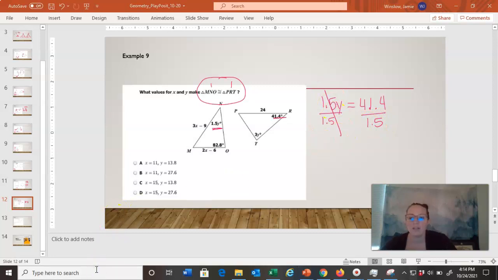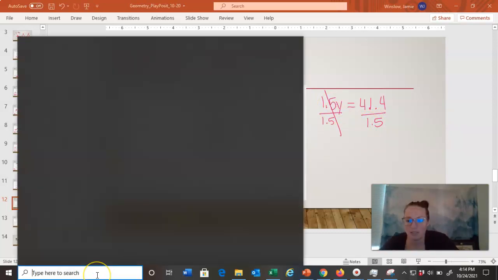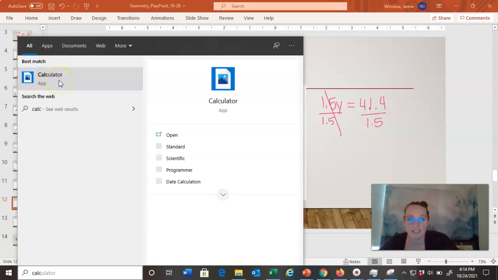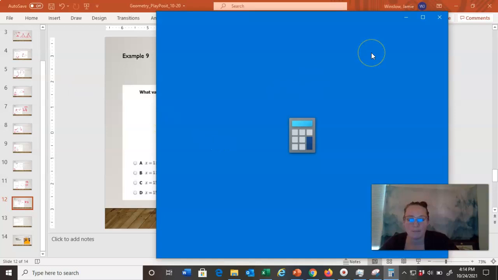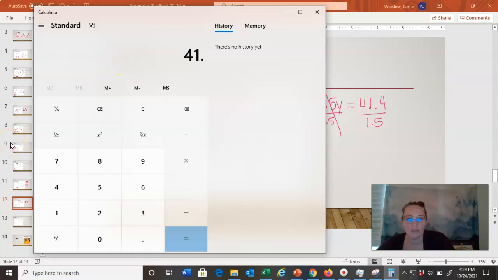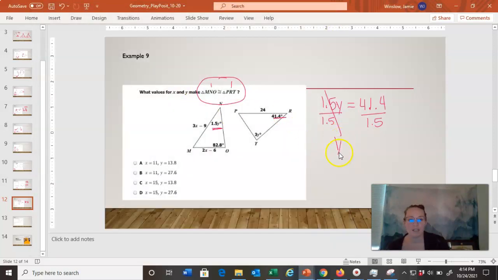So let's grab a calculator. I would like you guys to obviously work with your Desmos, but since I have this here quickly, I'm just going to grab my calculator app on my computer. And we want 41.4 divided by 1.5. 27.6. All right, so y is 27.6. So we know it's not going to be A, and it's not going to be C. We're down to B or D.